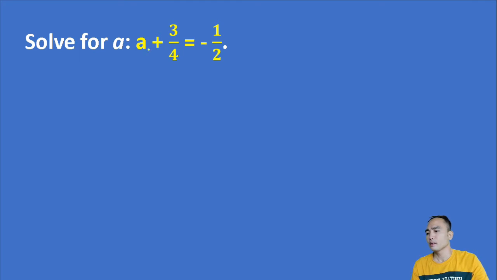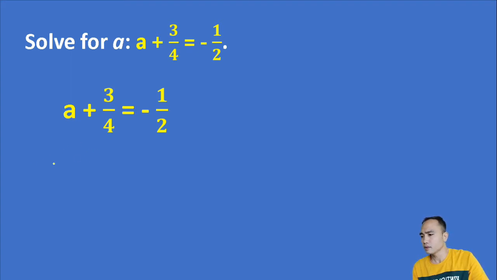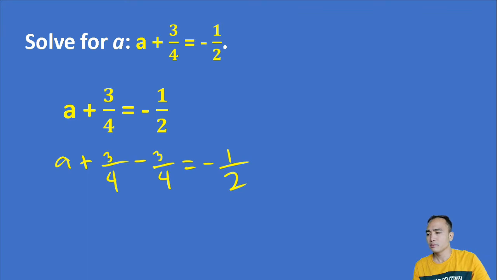Solve for a in a plus 3/4 is equal to negative 1/2. So in this case, we have fractions. Okay, copy first the equation a plus 3/4 equals negative 1/2. So we are going to eliminate 3/4 from this side. So a plus 3/4, and then the additive inverse of 3/4 is negative 3/4. Equals negative 1/2. We subtract 3/4 from this side, therefore we need also to subtract 3/4 on this side.